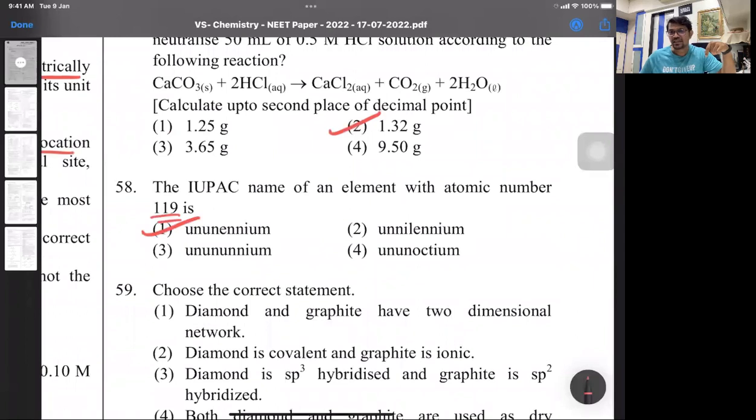So if you see the NCERT table, they have given till 118 as per the periodic table. But for 119 and beyond, there's a small table given where they have said if it is 11, then we write un. Then 12, we write bi, 13 is tri, tetra, penta, hexa, hepta, octa, and 9 is not nona, it's enn, E-double-N. So then 119 will be ununennium.